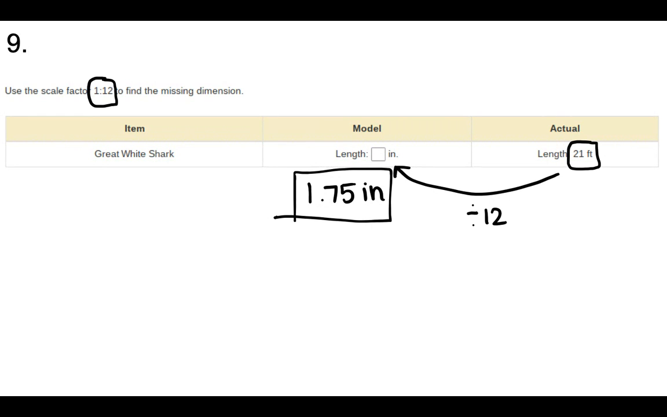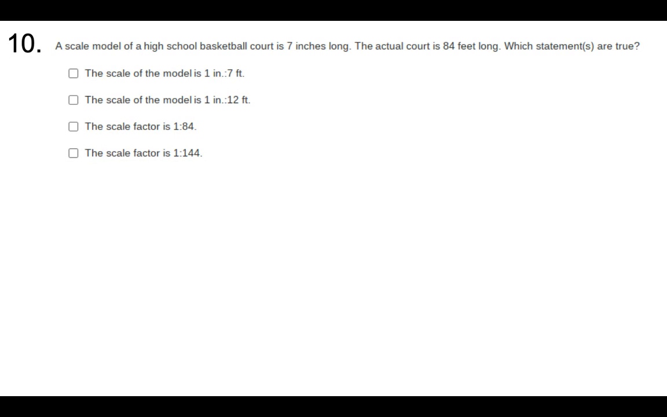Okay? All right, now number 10 says a scale model of a high school basketball court is 7 inches long. The actual court is 80 feet long. Which statements are true? So make sure you are going to pick A, B, C, D. So which statements are true? Go ahead and pick your answer. Okay, so if I'm looking at the different options, first I see that the ratio I could write would be 7 inches to 84 feet.